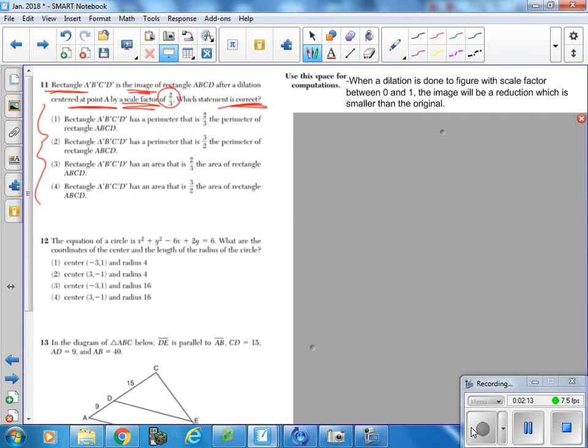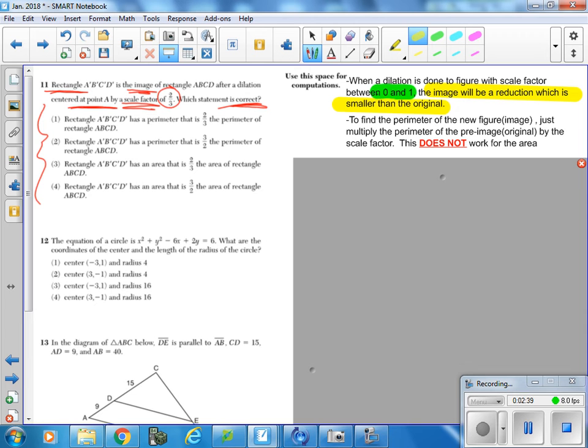First of all, when a dilation is done to a figure with a scale factor between 0 and 1, the image will be a reduction, which is smaller than the original. So when you see that scale factor, you automatically should say to yourself, I know my new figure is going to be smaller. Now, to find the perimeter of the new figure, just multiply the perimeter of the pre-image by the scale factor. And this does not work for area.